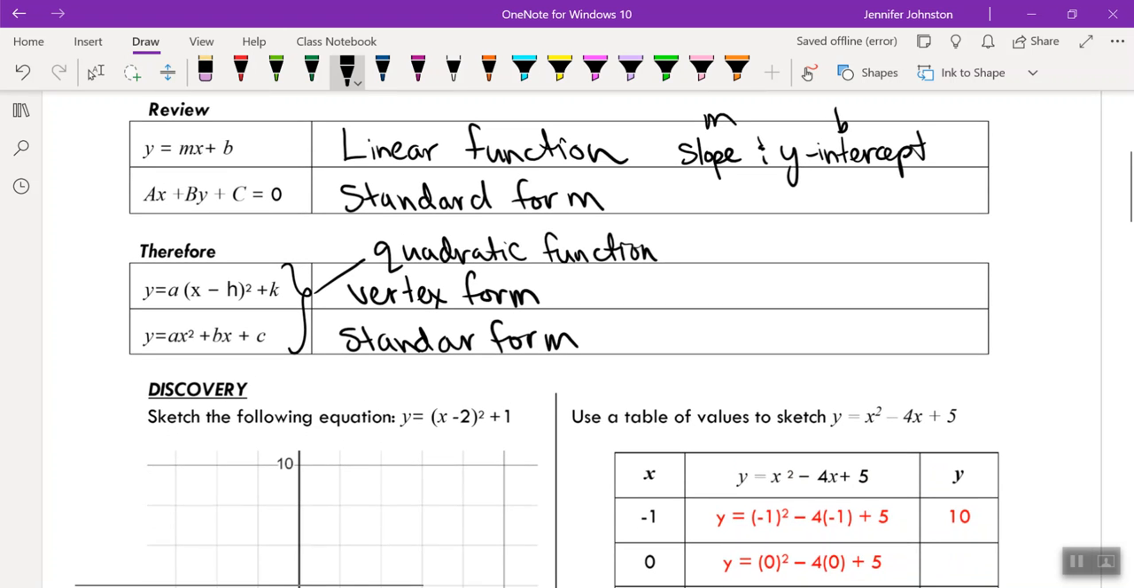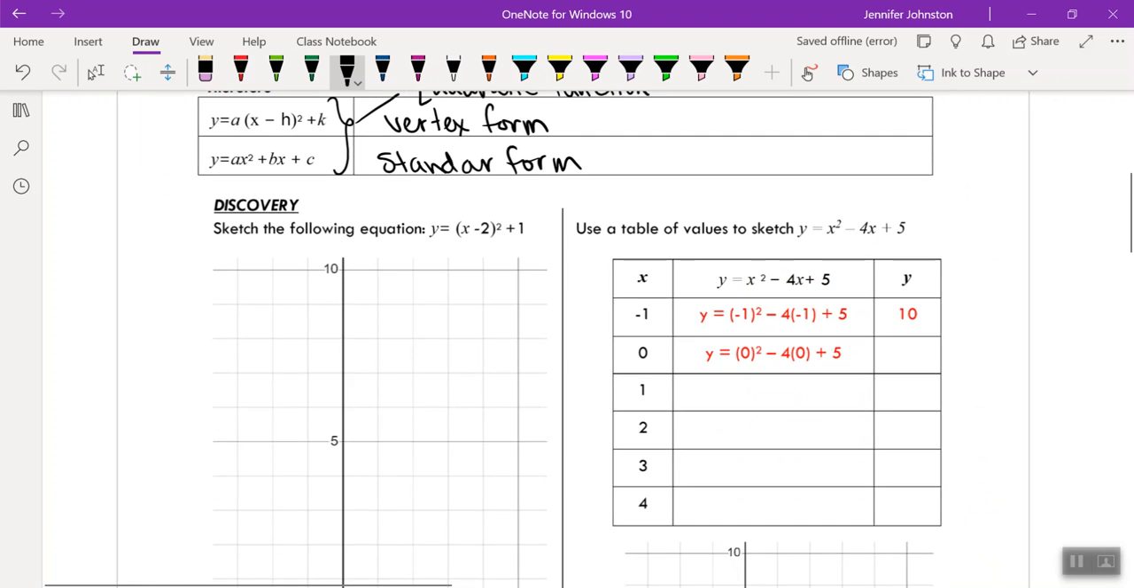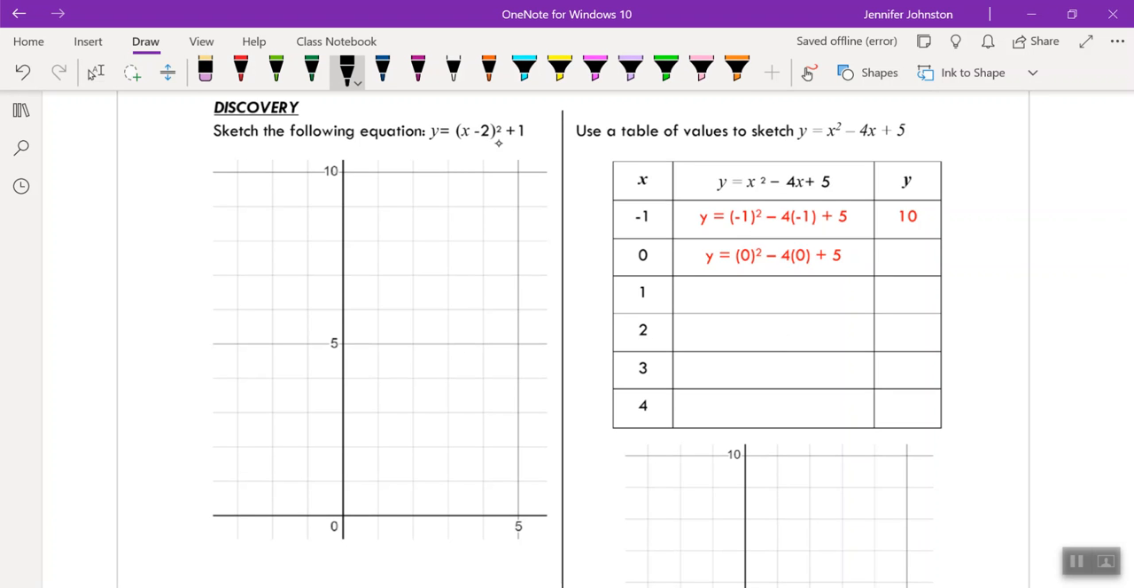All right, so let's discover. We're going to sketch the equation here, and then also use a table of values to sketch this equation. Okay, so we've done this before lots of times. Let's go ahead and sketch our vertex. What's our vertex here? 2, 1. So go over 2, up 1. What's our step pattern? You can tell by the number in front, a, is just a 1, so it's 1, 3, 5. So we move over 1, up 1, over 1, up 3, and that should be good. If you want to do over 1, up 5, go for it. Over 1, up 1, over 1, up 3.